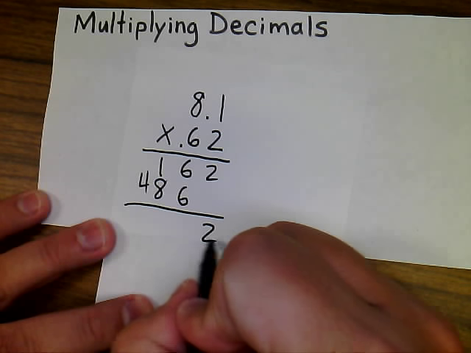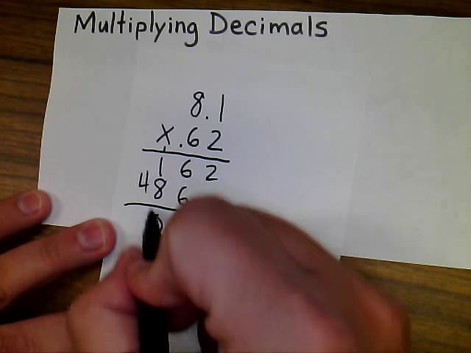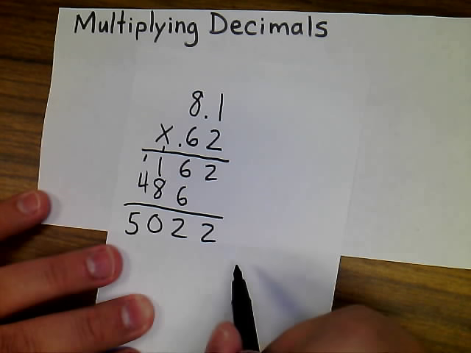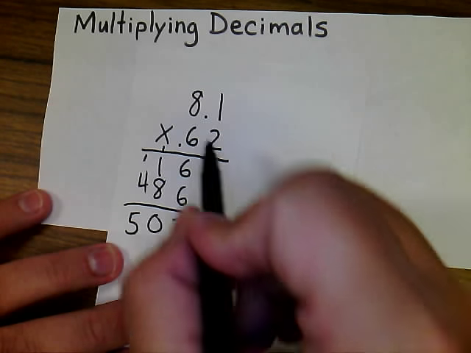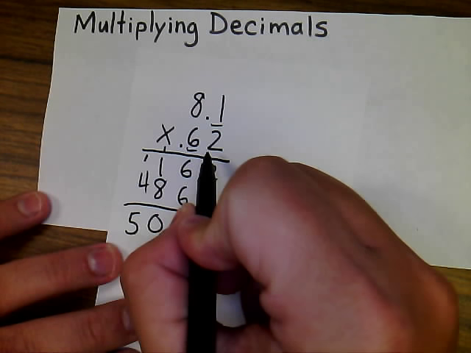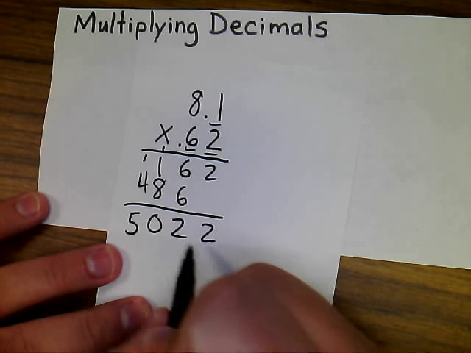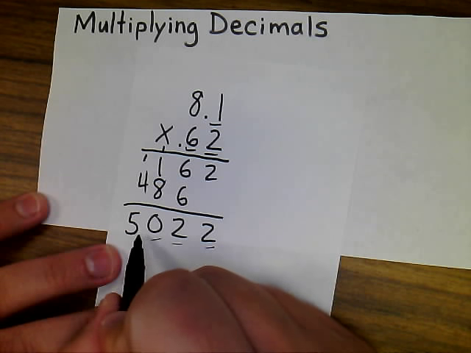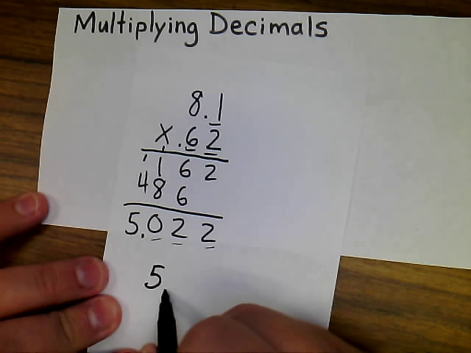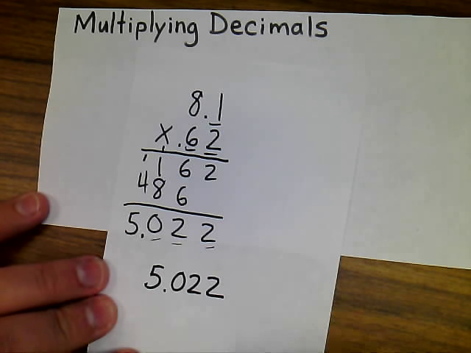We'll add up, and we'll get a total of 5,022. We can't forget our decimal places, though. We had 1, 2, 3 decimal places in our factors, so we should have 1, 2, 3 decimal places in our product. Your answer would be 5 and 22 thousandths.